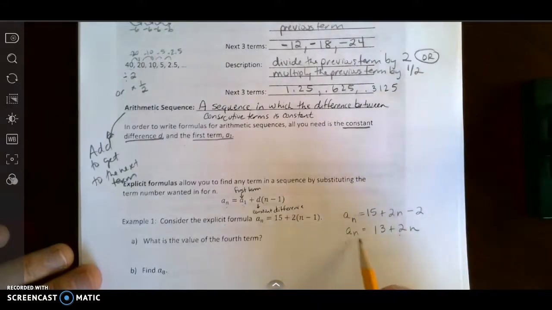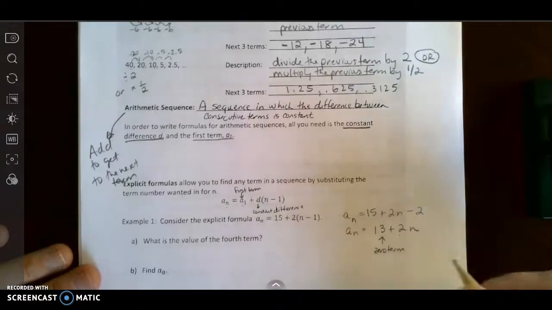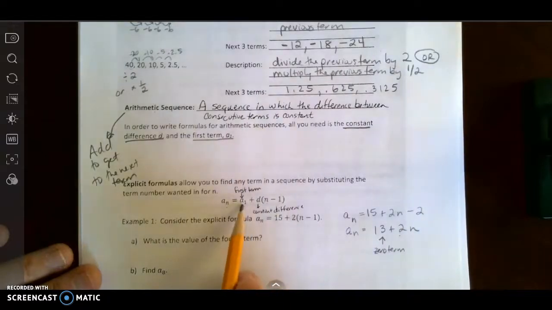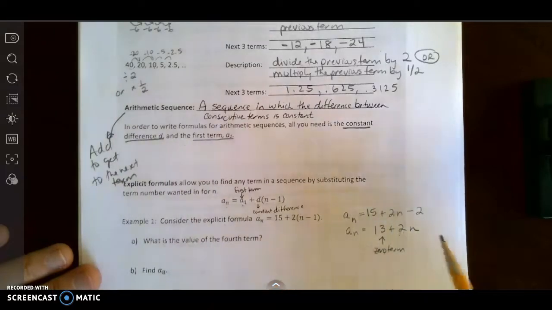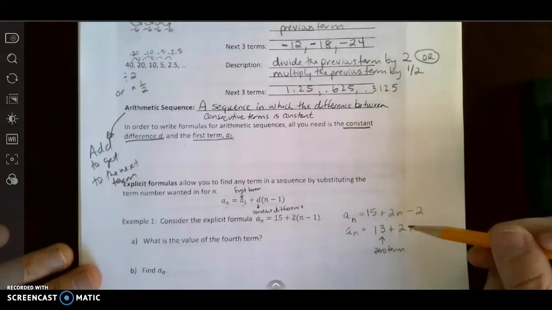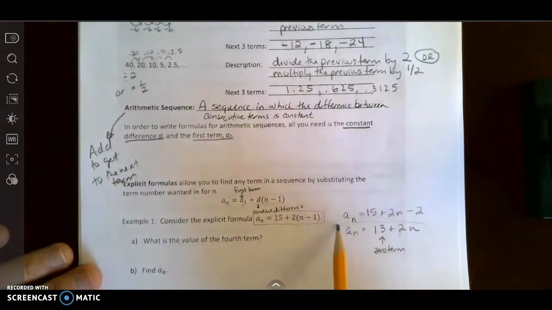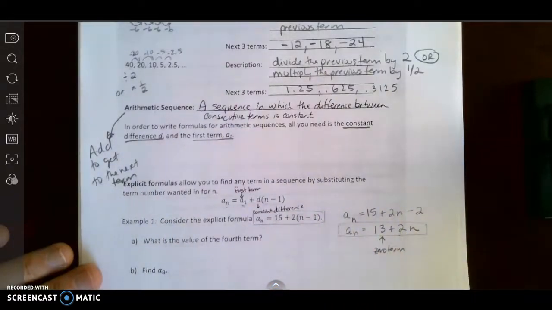If it's written in this format, this is what we call the 0 term, as opposed to the first term. And because what comes before 1? 0. So this is the 0 term, and we're adding 2 n times. Here we're starting at the first term, and we're adding the constant difference, n minus 1 times. The difference between these two formulas is where we begin in the sequence.